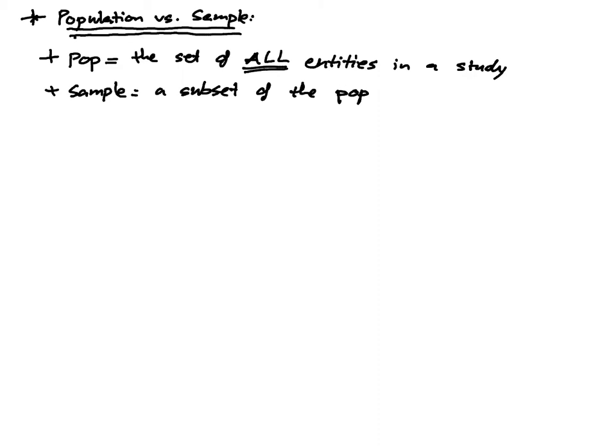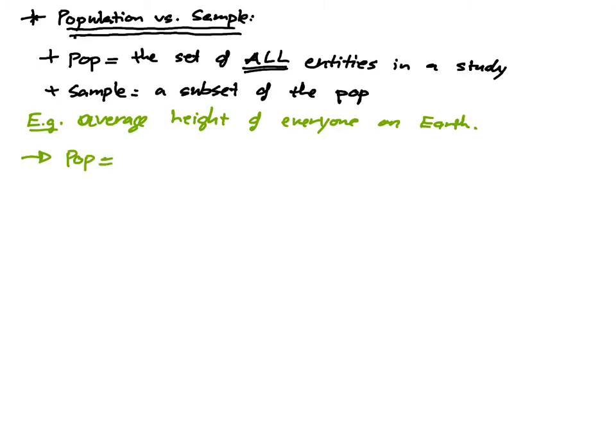I have given you an example of this in the first video, but let me go over that again. Right? Suppose that I want to know the average height of everybody on Earth. Right? Okay. So in that study, my population consists of roughly 7 billion people living on Earth.